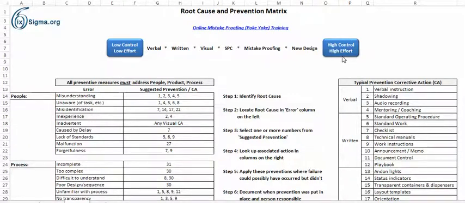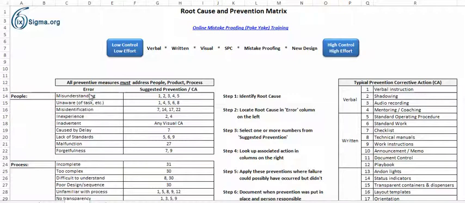Off to the very far right, we have high effort and high control. So that might be, for example, a brand new design where we're struggling with control of a process or a product, and we need to bring it under control, and perhaps the way we do that is to completely redesign it. So the way you use this matrix is first recognize that all preventive measures must address people, product, and process.